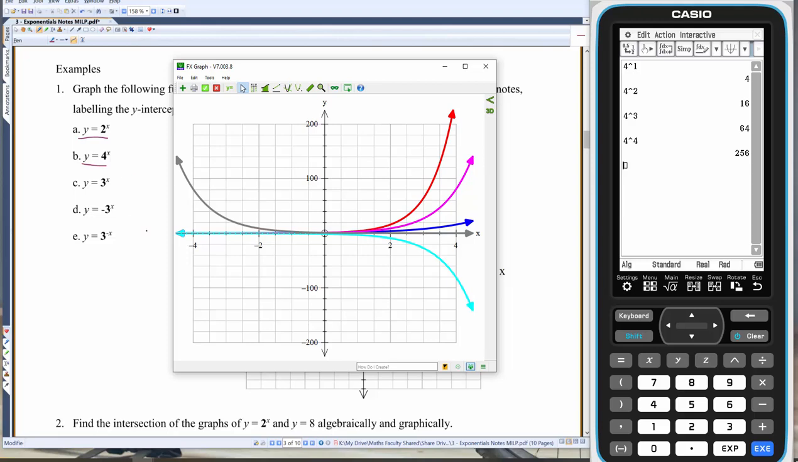Right, so pause the video if you haven't already and sketch the rest of your functions, making sure that you label that y-intercept. It's going to be the same for all functions. And yeah, unpause it when you're ready to go.